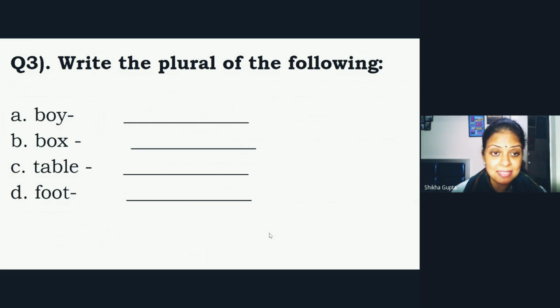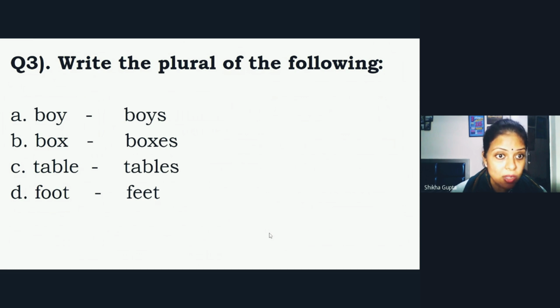Okay, so now let us see the answers. Yes, boy is boys. Box is boxes. Now, box word is ending with X. And we know when the words are ending with X, S, SS, SH, CH, Z, then we add ES at the end. Right? So, boy, boys. Box, boxes. Table, tables. Foot, feet. Yes, have you written the same answers?